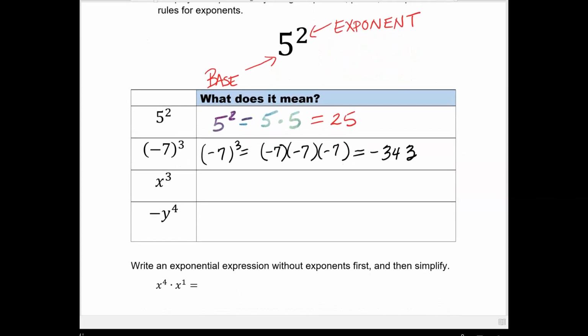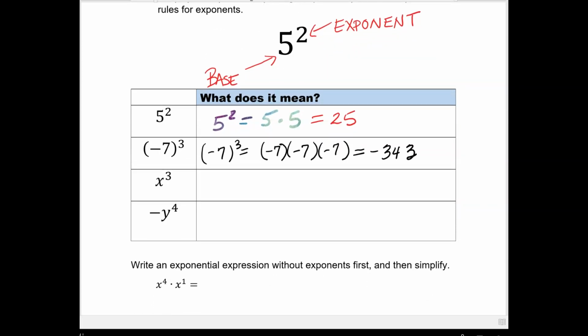What does x cubed mean? X cubed, well, it just means x times x times x, right? So x cubed is just x times x times x.